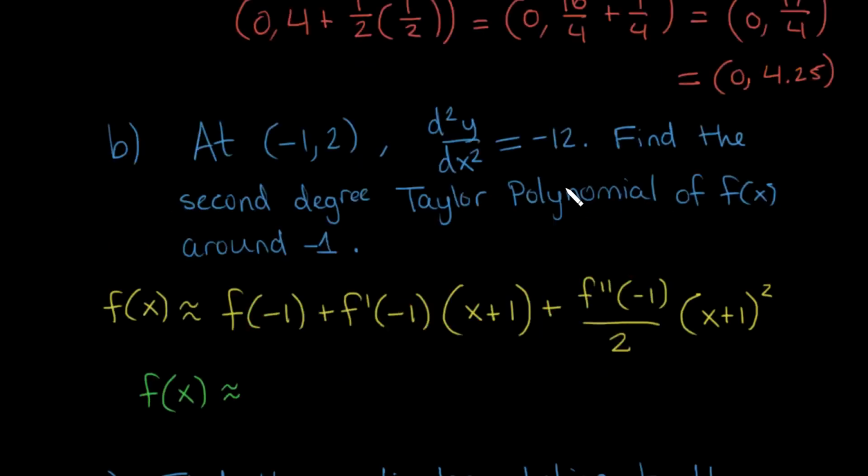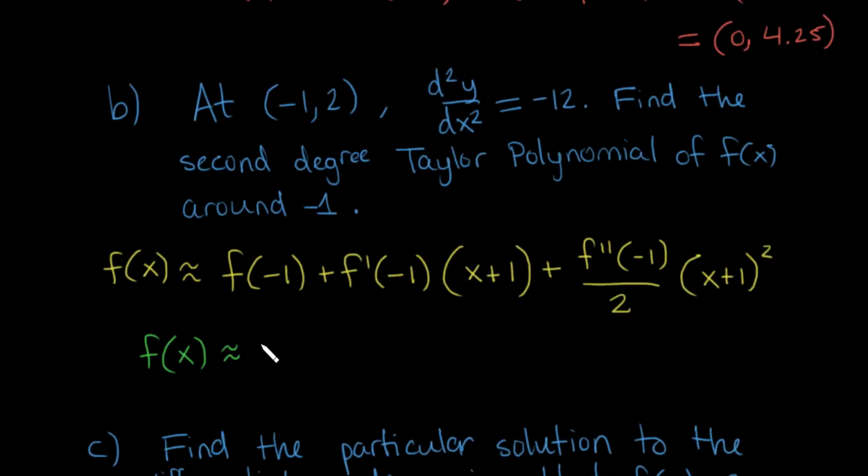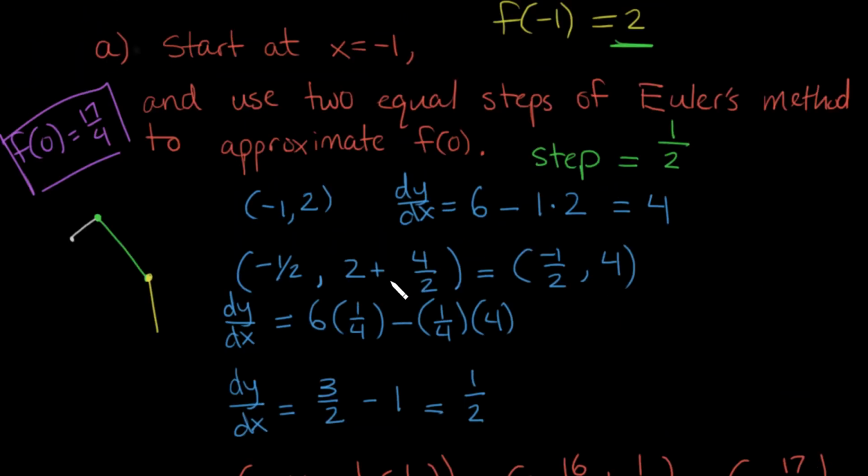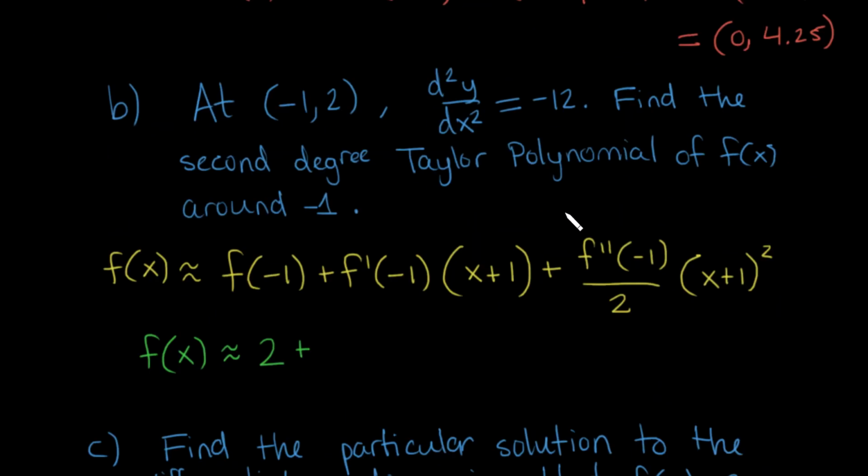So that's solved. f(x) is approximately 2 plus, what is the first derivative of f at -1? Well, if we recall from the previous part of the problem, we actually solved that for the first of our 2 equal steps of Euler's method. The derivative of y with respect to x at (-1, 2) is 6 minus 2, which is 4. So we know that first derivative also, so we say 4 times (x plus 1).